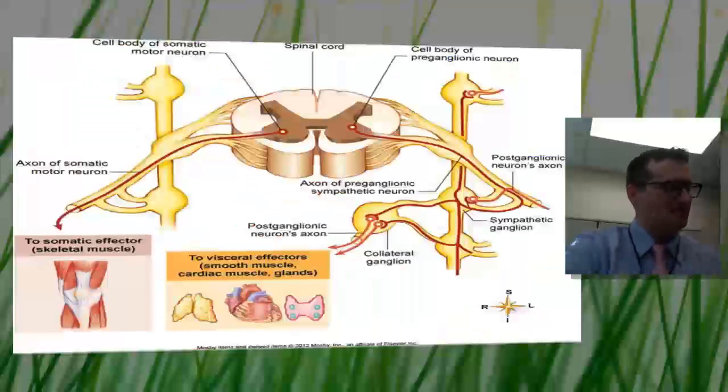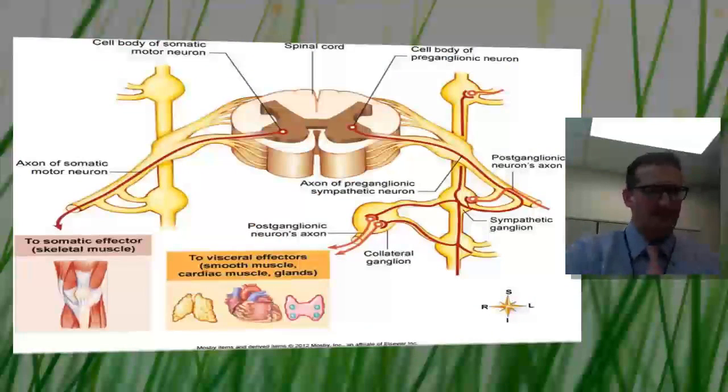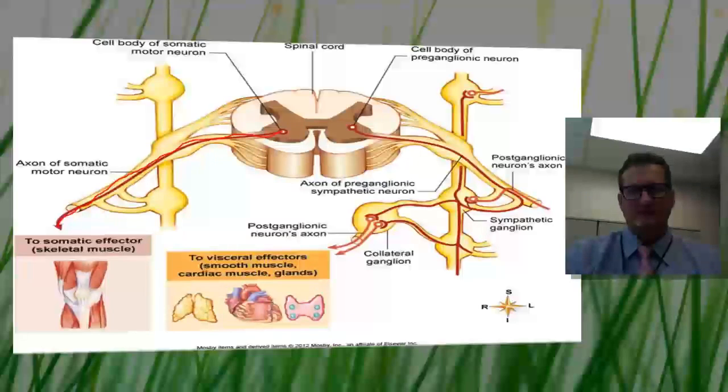This illustration shows how splanchnic nerves interconnect the sympathetic ganglia to magnify the output. So in this example, let me find my little pointer here. Again, this shows how simple the somatic system is. It goes from the ventral gray matter right out here to the skeletal muscle, no big deal. But the sympathetic and parasympathetic branches of the autonomic system are much different.